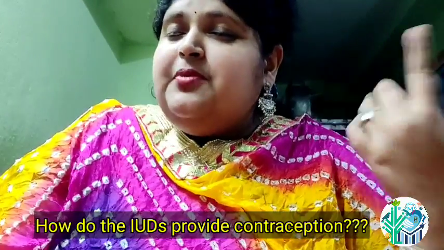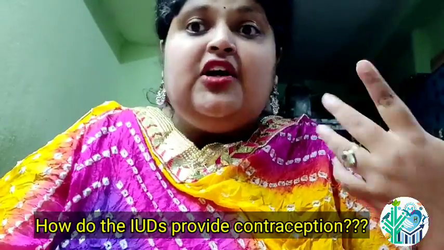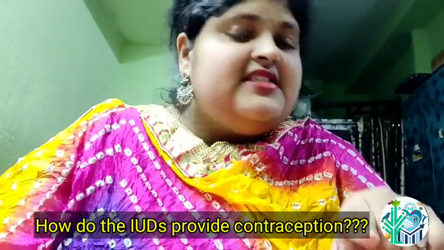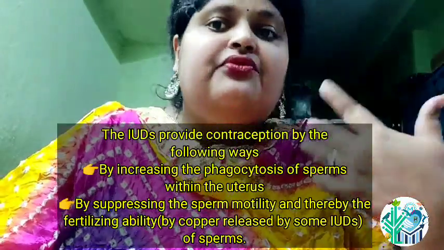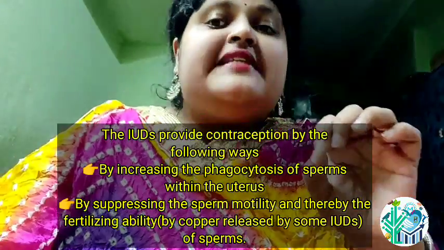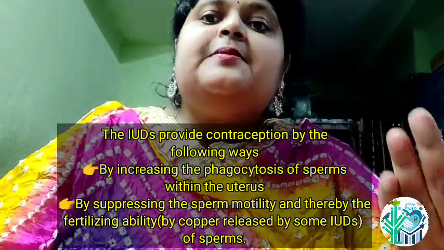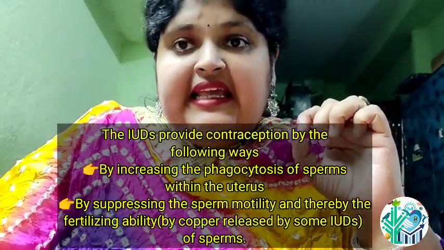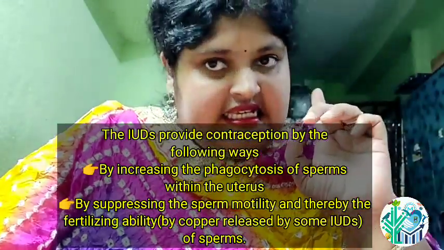Yes, coming to the third method, I'm telling how do the IUDs provide contraception? I'm mentioning 4 points. First, by increasing the phagocytosis of sperms within the uterus.